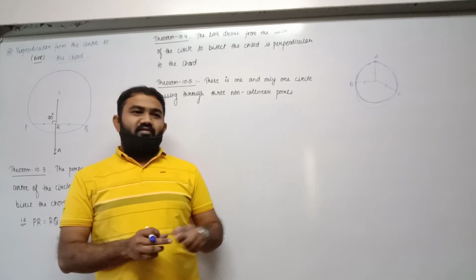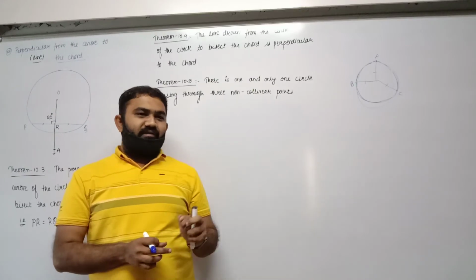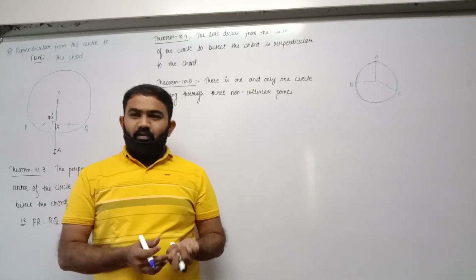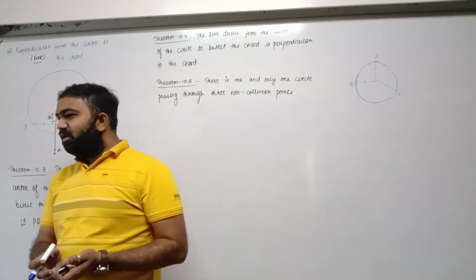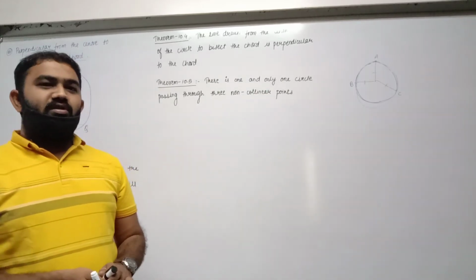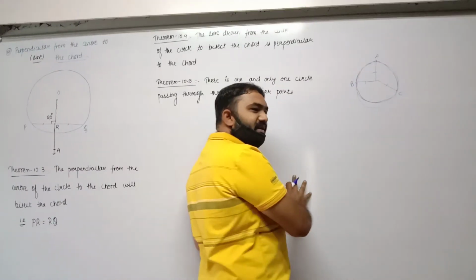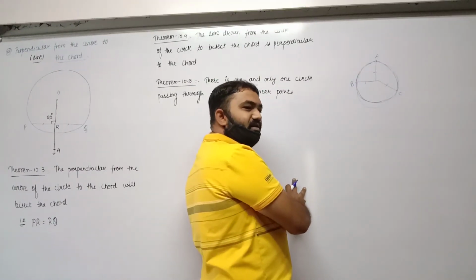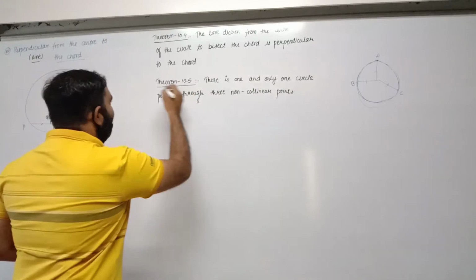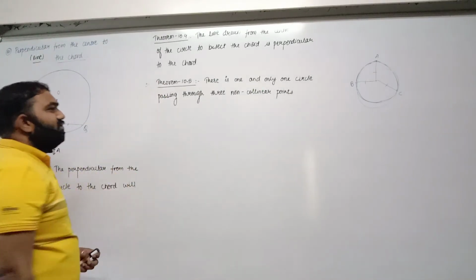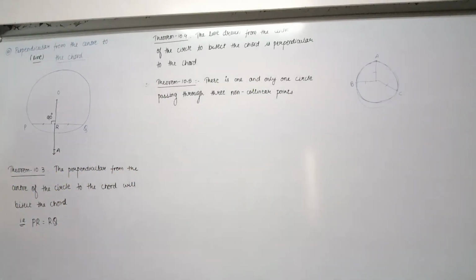Radius when taken as OA or OB or OC, will they change? No, the radius won't change. And so the circle will also not change. That means it will be the same circle if you take any of the radii and start from any of the points. And that gives us this theorem: there is only one and only one circle passing through three non-collinear points.